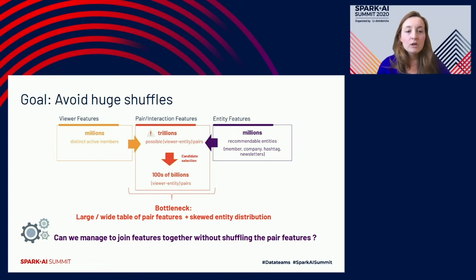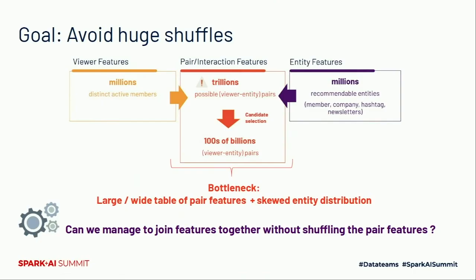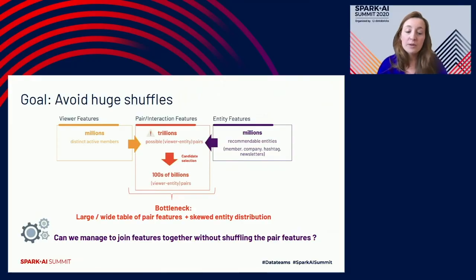So let's quickly go back to our main challenge here. We have those 3 tables, hundreds of billions of viewer entity pairs, and we need to join all those features together. We've seen in the previous section that the main bottleneck is the very large and wide table of pair features with a very skewed entity distribution. So we cannot really manage to shuffle those data. This is really prohibitive. So the new question becomes: can we manage to join all the features together, but without having to shuffle the pair features twice, once on the viewer key and the second time on the entity ID key?